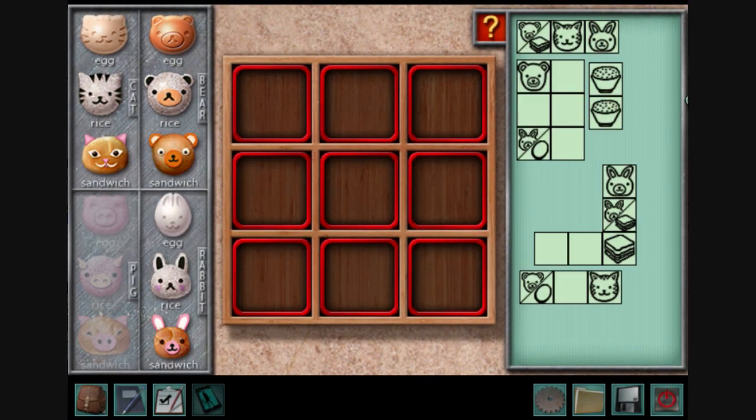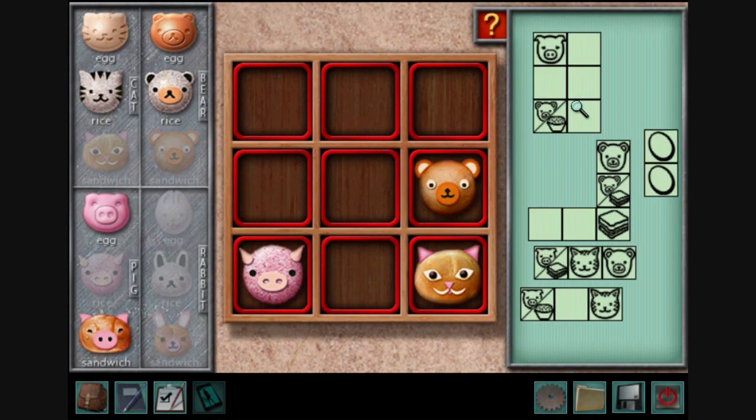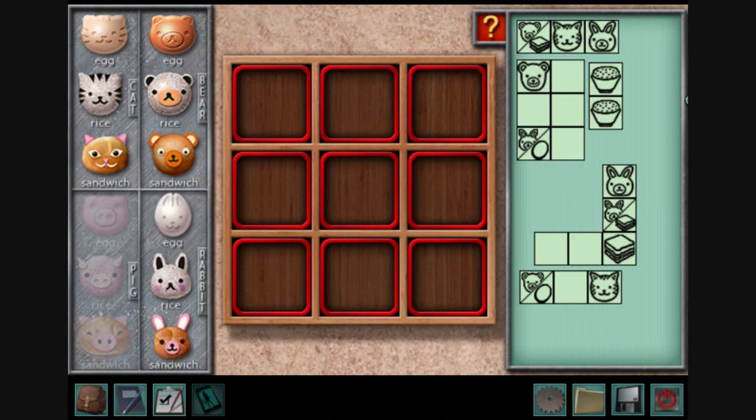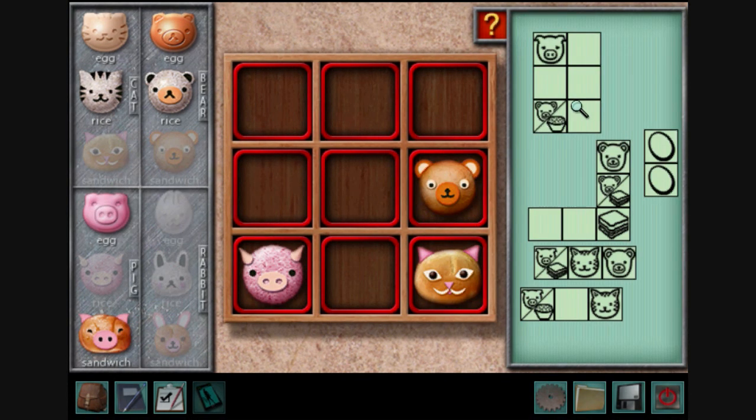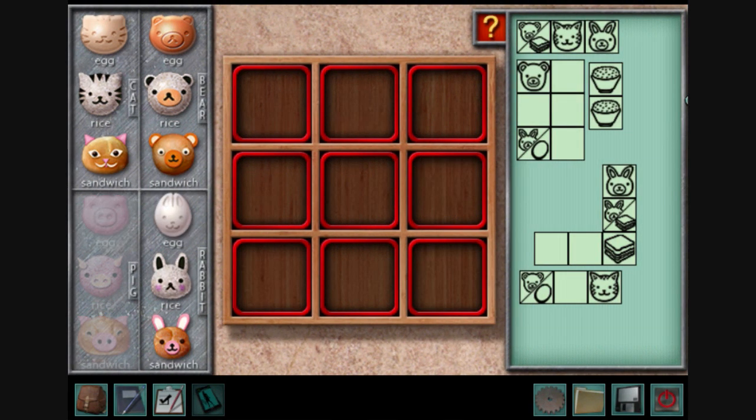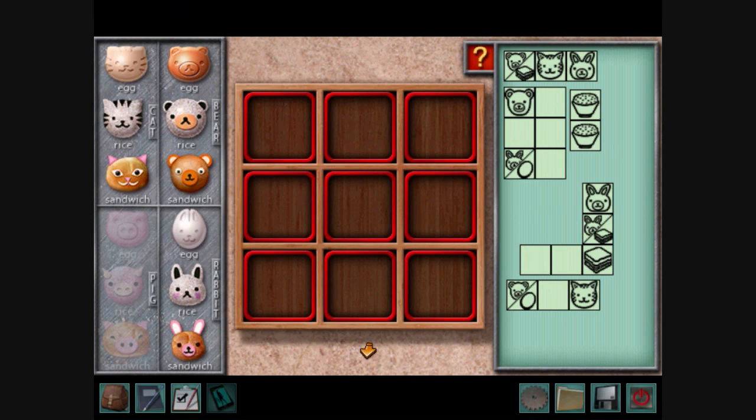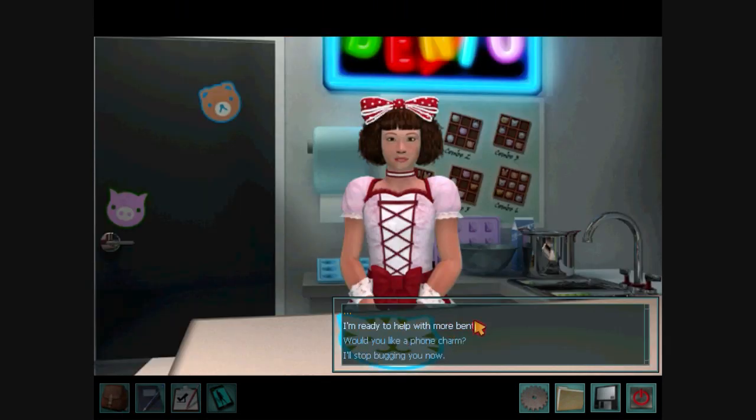The two puzzles are exactly the same, except the rice is mixed with the eggs and the pigs are mixed with the rabbits. Little differences like that, but as you can see, the various pieces are exactly the same. So in essence, this is the exact same puzzle as before. So we already know how to solve that, and I'm just going to skip this puzzle in order to save some time.